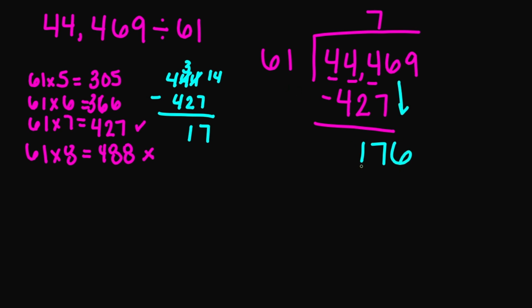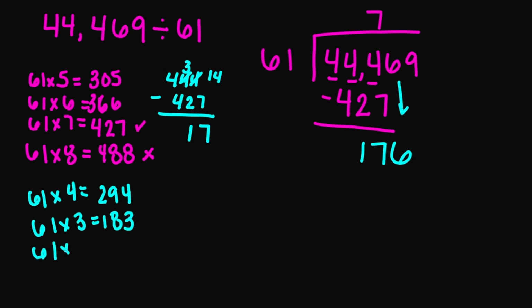61 goes into 176 now. How many times? So I know I have a 5 up here, but let's try 61 times 4. Let's go a little lower. That's going to be 294. 61 times 3. That's going to be 183. And then let's try 61 times 2. That's going to be 122.